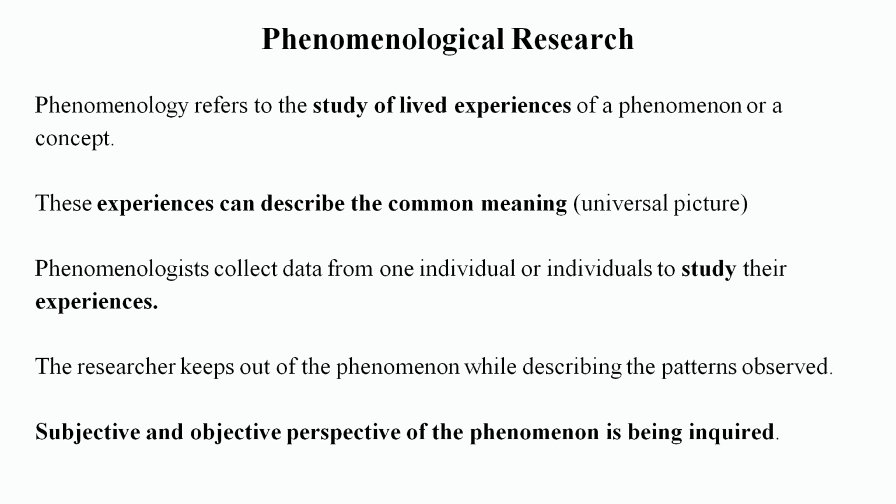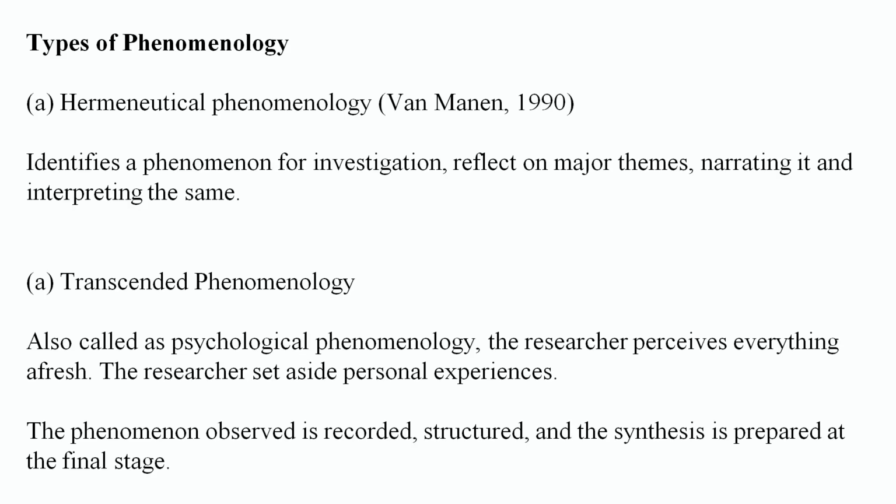The researcher gets the details from that individual in this process and tries to make meaning out of it. Phenomenologists collect the data from the individuals and study their experiences, identify the patterns, and describe the structure of the patterns. So, in this process, the subjective and objective perspectives of the phenomenon are inquired. There are two types of phenomenology. One is hermeneutical phenomenology and the second one is transcendental phenomenology.